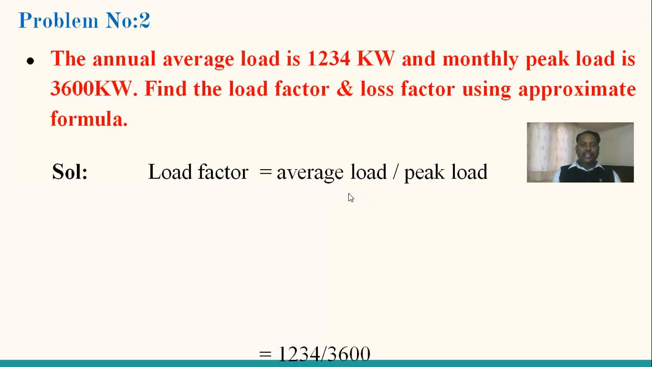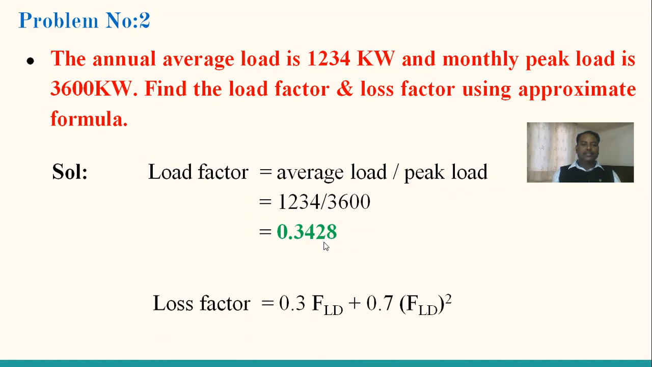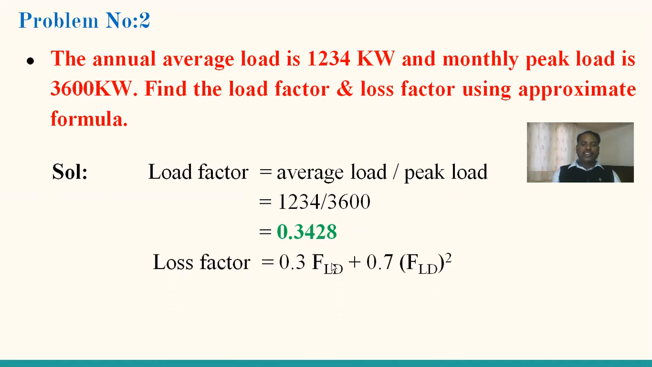The average load is given as 1234 and the peak load is given as 3600, both in kilowatts. So the load factor is 0.3428. Once the load factor is known, with the approximate relation between load factor and loss factor you can easily evaluate the loss factor. Therefore, the loss factor is equal to 0.3 FLD plus 0.7 FLD square. This formula is derived already in the relation between the load factor and loss factor.